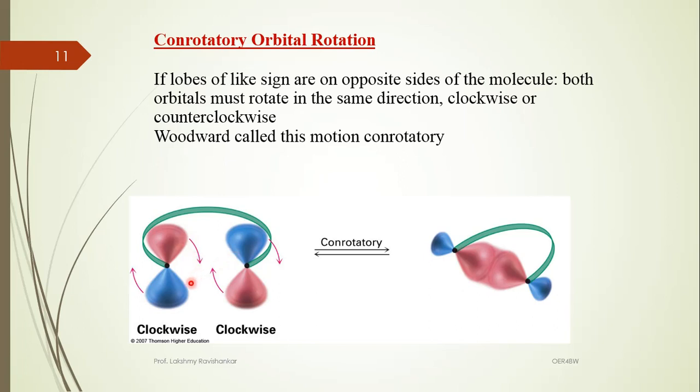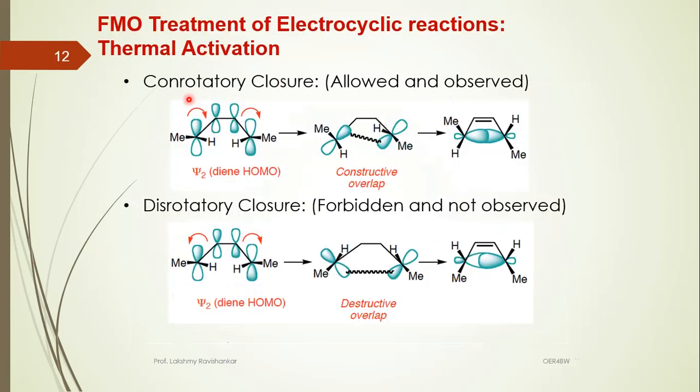Here it is, the clockwise rotation shown in order for a favorable bond formation, and this kind of a motion was referred to as the conrotatory motion. So if we take an example of 2,4-hexadiene, basically you have got 2 pi bonds, so 4 pi electrons. So you'll have 4 p atomic orbitals, 4 molecular orbitals. So Psi2 becomes my HOMO.